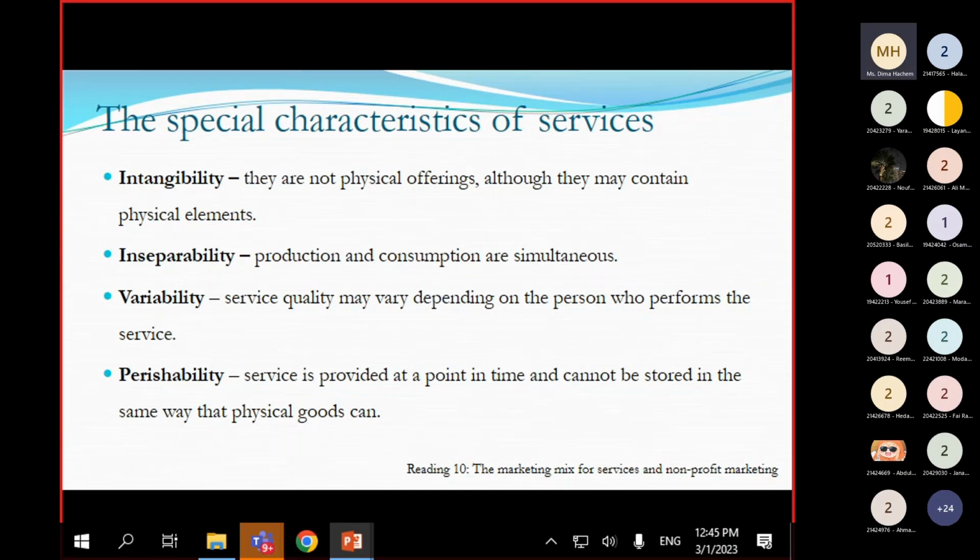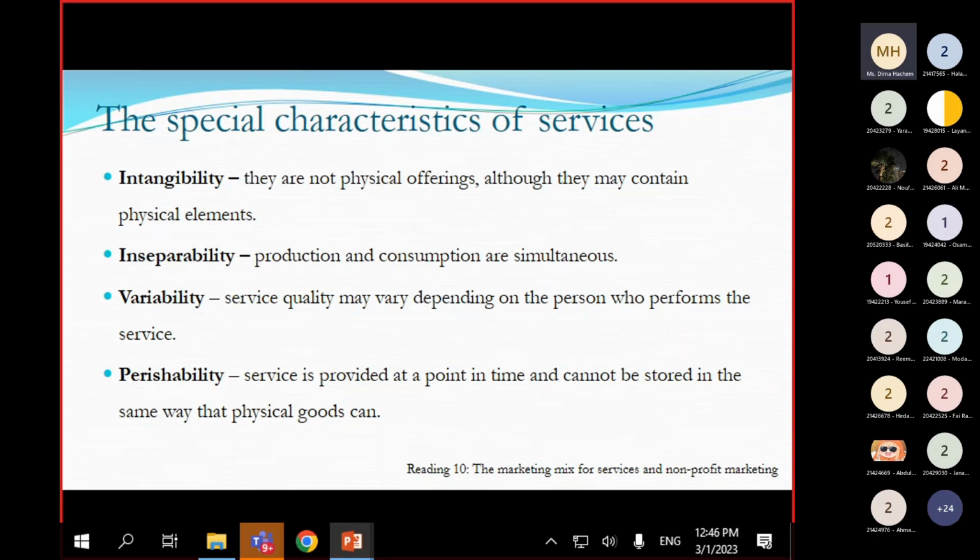Inseparability. What does it mean that they are inseparable? It means that production of the service and consumption happen at the same time. When you go to the movie theater, the movie being shown and you seeing it happen at the same time. They can't be at different times. When you want to have a haircut, the service and you consuming the service happen at the same time. Airlines, the same thing.